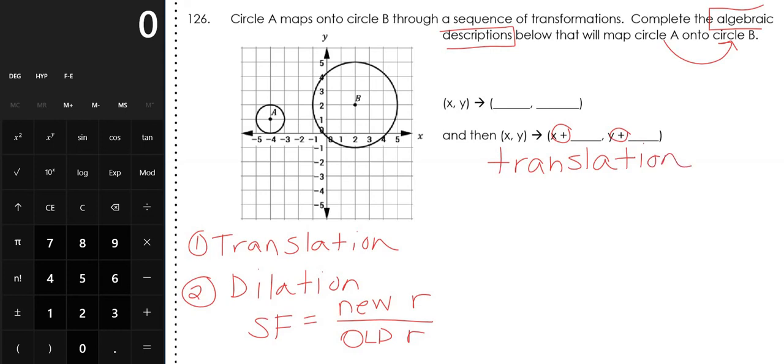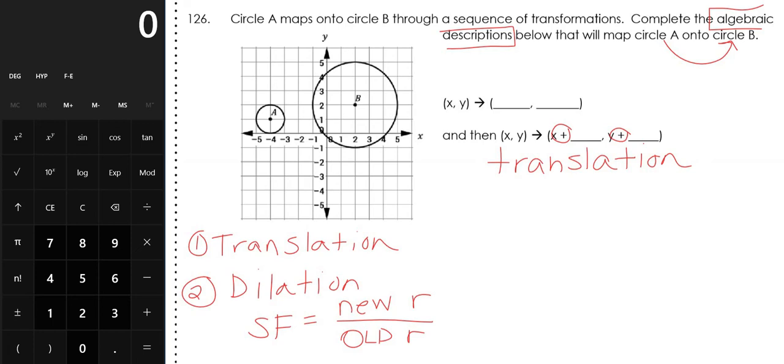Usually I want the translation to come first so that the centers map on top of each other. But here they want the translation to come second. They want you to dilate first. That's going to be a little tricky at one point. And the reason it's going to become tricky is because the location of A will change after your dilation. But okay, let's start talking about our dilation first.